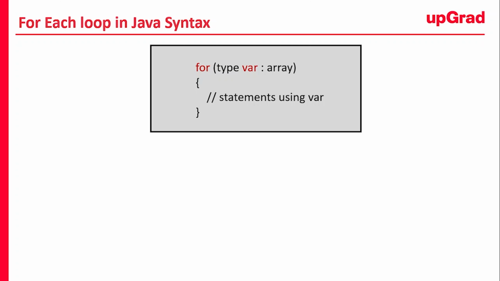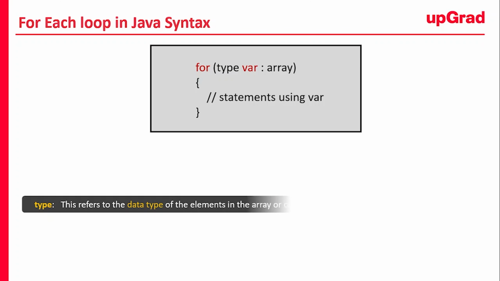All right. So as we can see, first I'll explain the type. This type refers to the data type of the elements in the array or collection. For example, if you are working with an array of integers, the type would be int, that is integer. If it is an array of strings, the type would be String. All right. So this was about the data type basically.